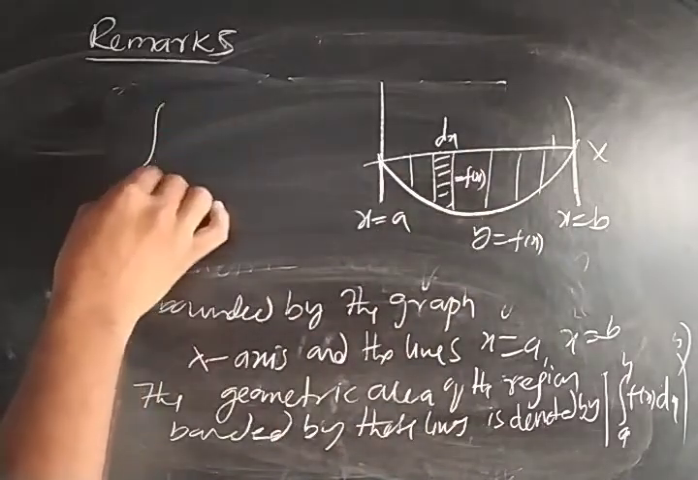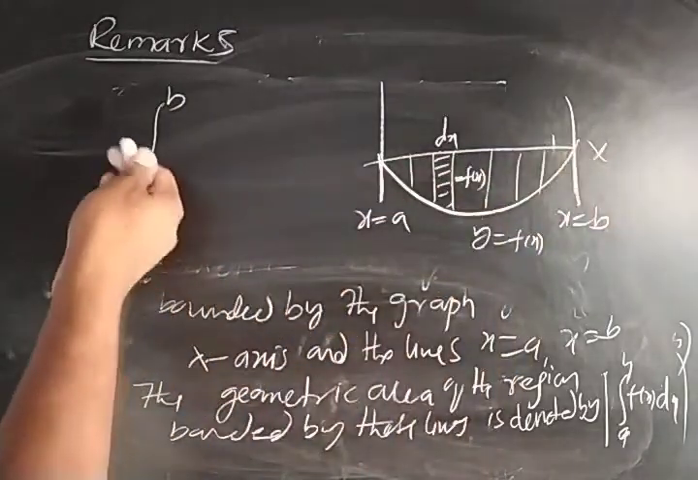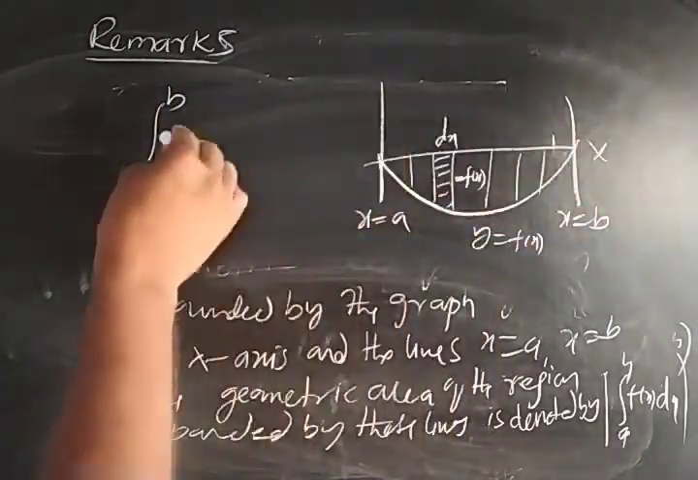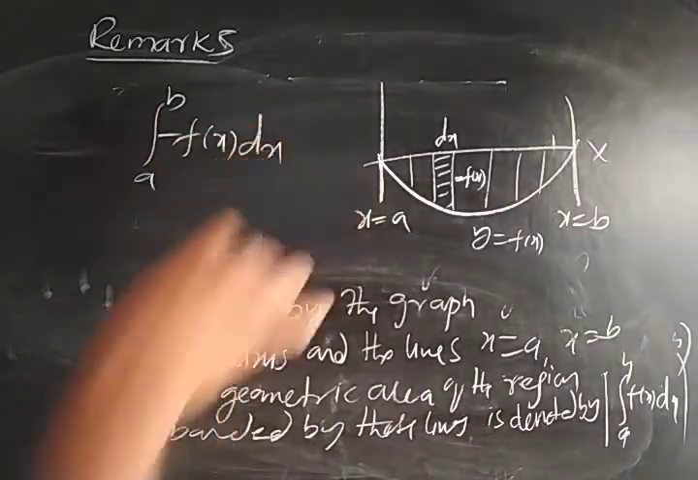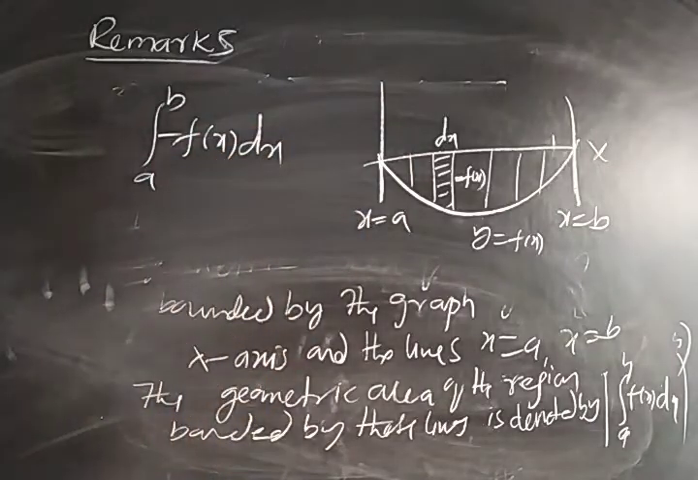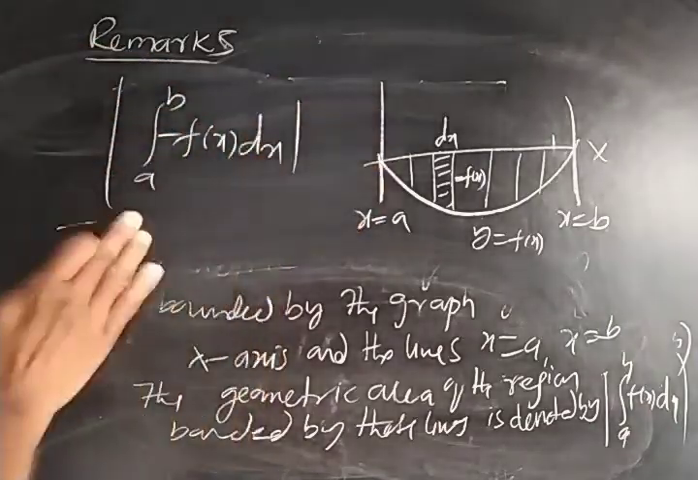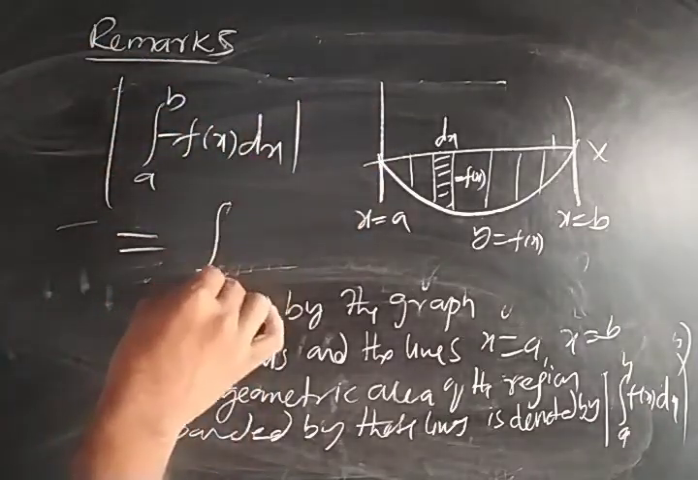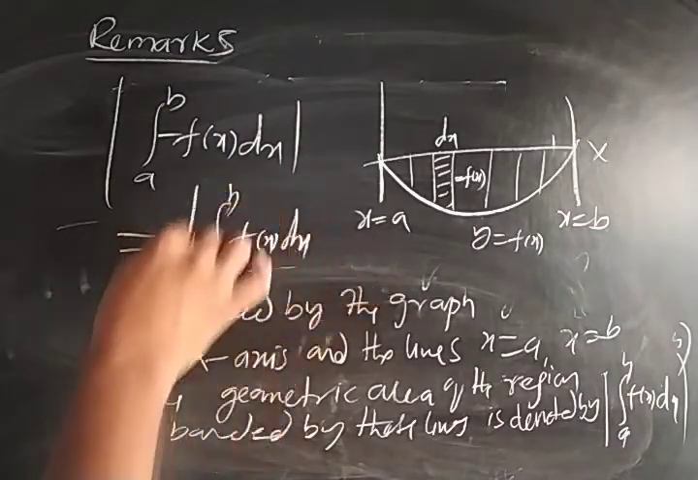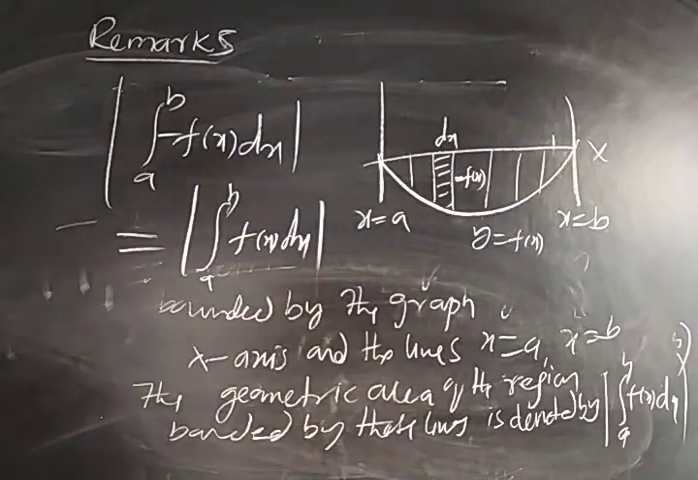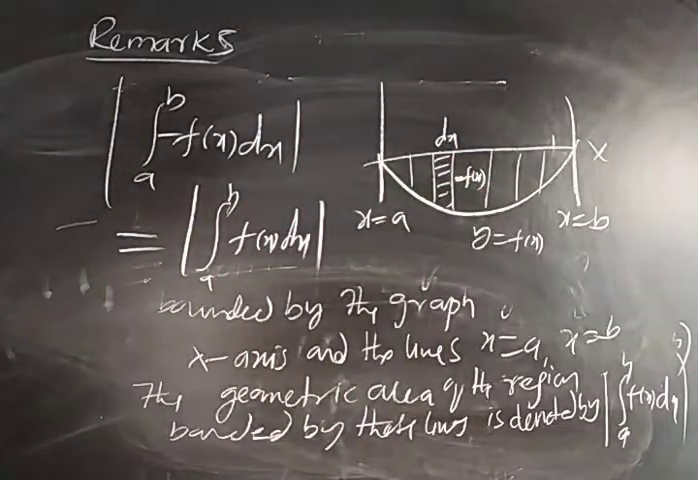So how do we get the total area? By integrating from a to b, minus f of x dx. So this is the total area. To remove this minus, we have to use mod. So by using mod, you will get the integral from a to b of f of x dx as the required area of the region which lies below the x-axis.